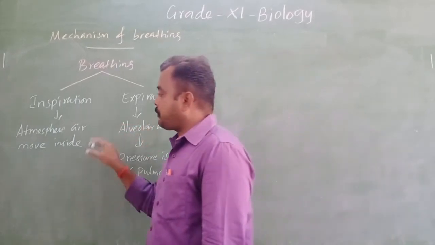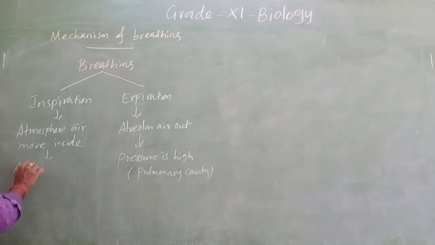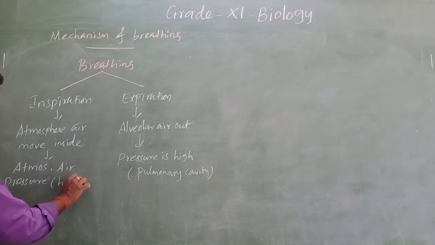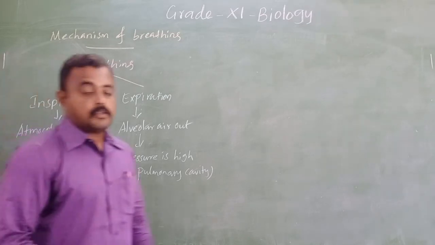The next one, atmosphere air moves inside. That means getting inside. How? Here the atmosphere air pressure is high. It is higher than the pulmonary cavity. So the atmosphere air pressure is high, and automatically what will happen? It gets inside the lungs. Okay, so this is the main thing.